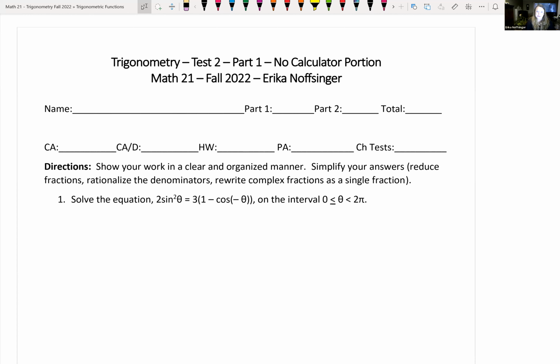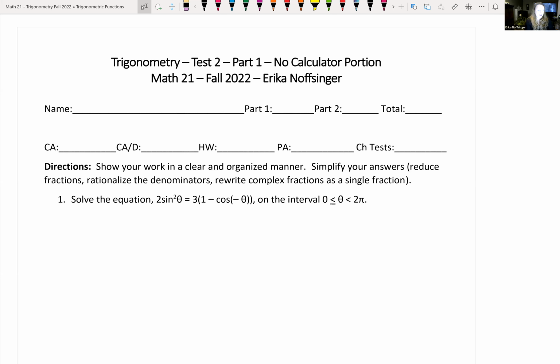So I'm going to go through the solutions to the second exam I gave to my on-ground students for trigonometry this semester. There were two portions of the exam: a no calculator portion and a calculator portion. The first portion was no calculator. Let's go through and look at the solutions of this exam.